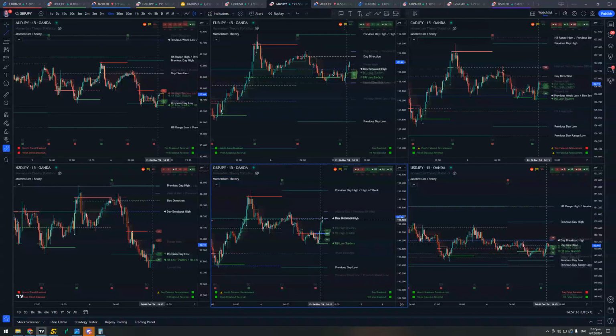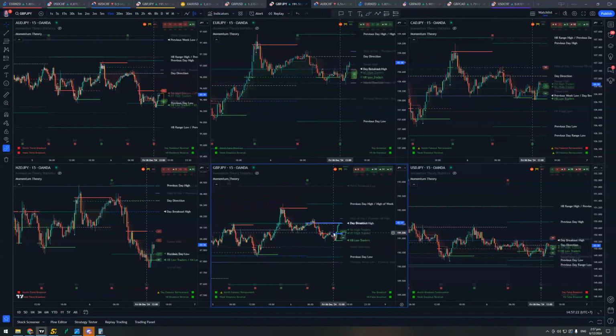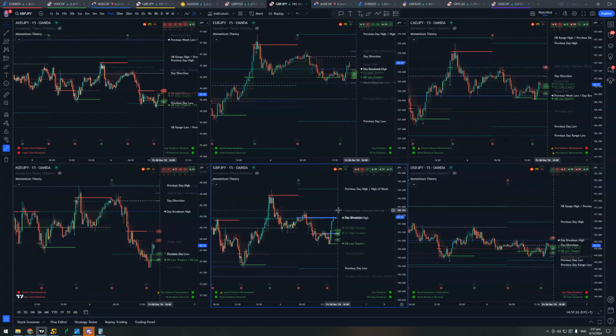Daily breakout level is up here. So I need a bit more information to see which direction this is going. But I don't think I'll get a trade on this one. Faked out the H8 low. H8 high is here.